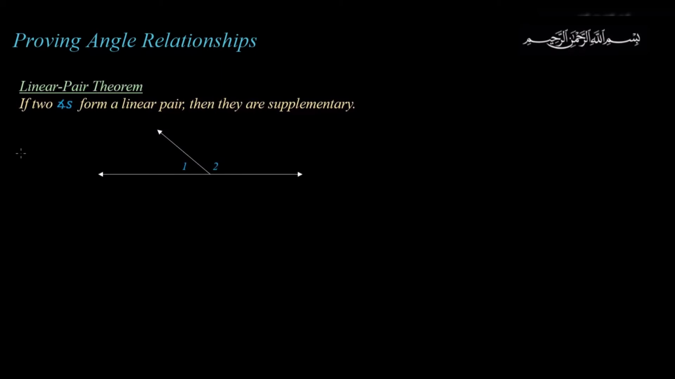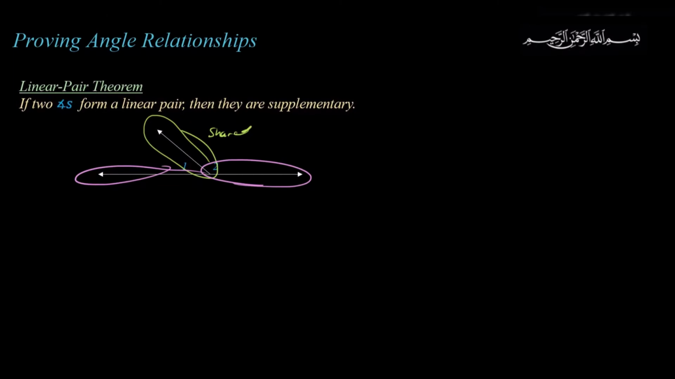But what you really need to remember is the theorem itself. In this case, the theorem states that if two angles form a linear pair, then they are supplementary. If you recall, two angles are a linear pair if their non-shared sides are opposite rays. So between angle 1 and 2, this is a common side, that's the shared side. And these are the non-shared sides over here. So the non-common sides are opposite rays.